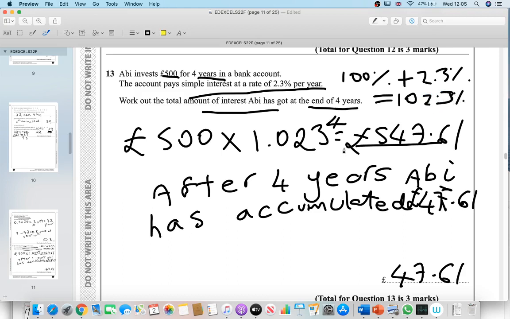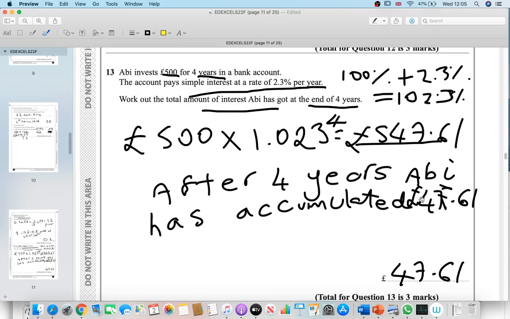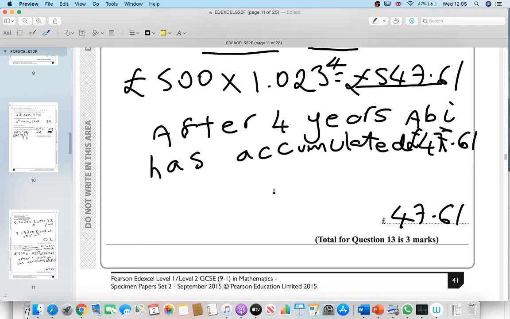It's power of 4 because it's 4 years. So 500 times 1.023 to the power of 4 is £547.61. So after 4 years, Abby has accumulated £47.61 because this take away 500 is the extra part. So £47.61 is my answer.